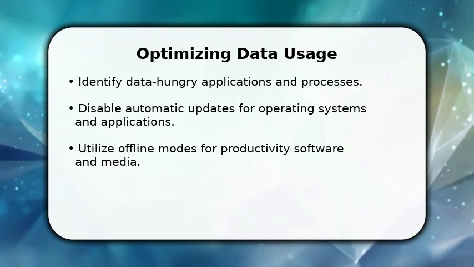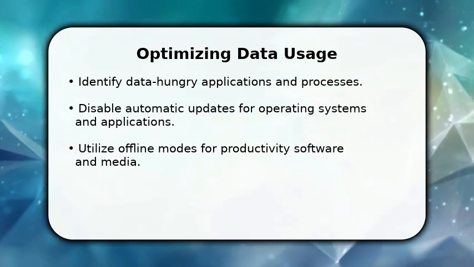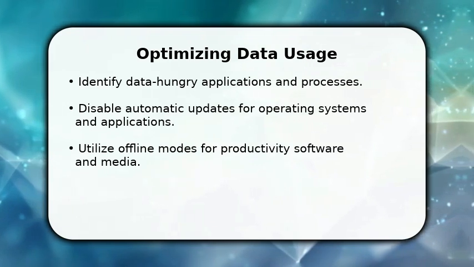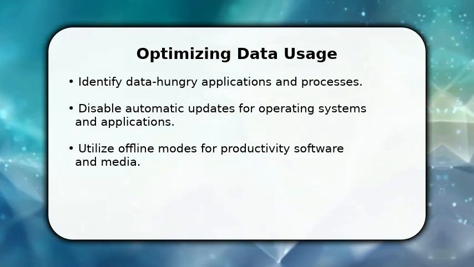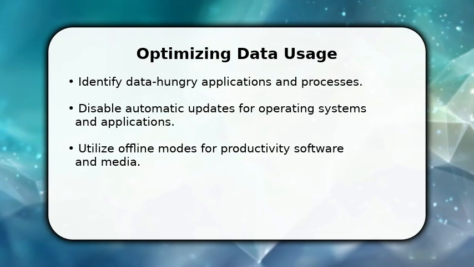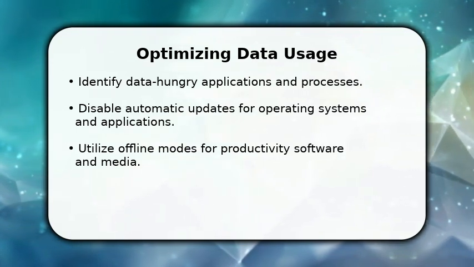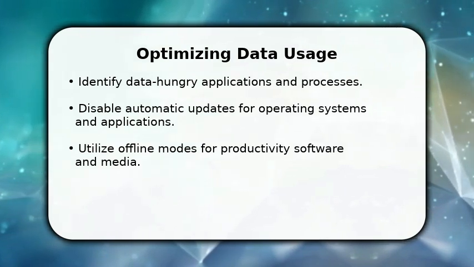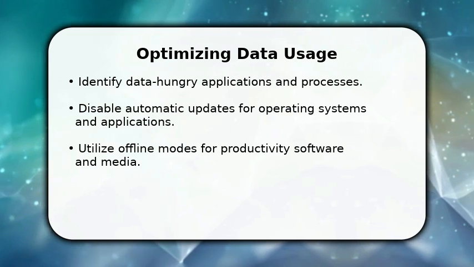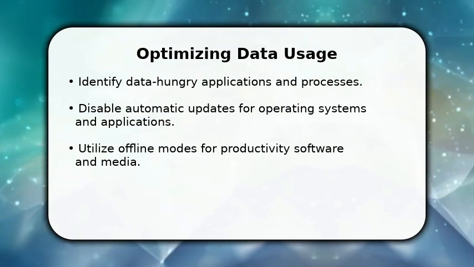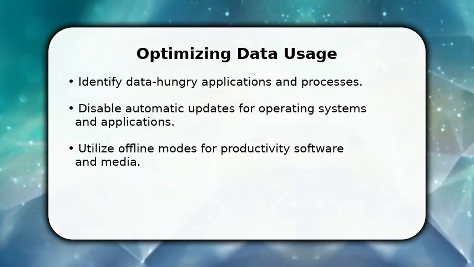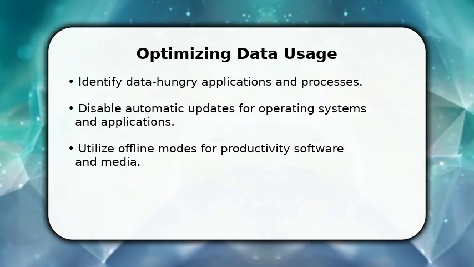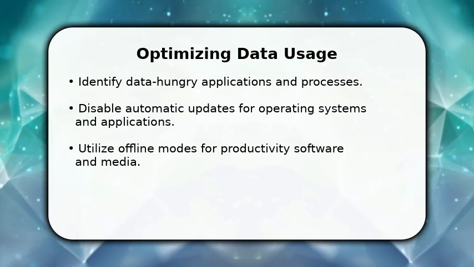In this video, I will explain how to use low data in your laptop. First, identify which applications and processes consume the most data. You can usually find this information in your operating system settings, often under data usage or network and internet. Next, disable automatic updates for your operating system and any installed applications. Finally, make sure to utilize offline modes for productivity software and media whenever possible to save valuable bandwidth.